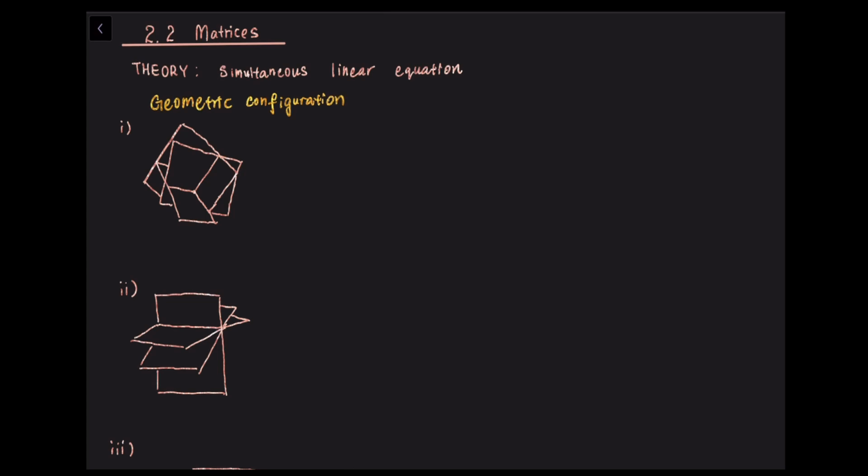So let us take a look at the first example, where the planes meet in a unique point. As you can see, the 3 planes intersect and they only meet at one point. We call this a unique solution.